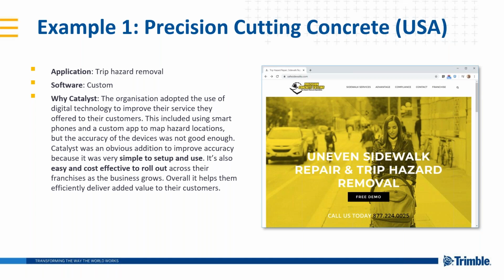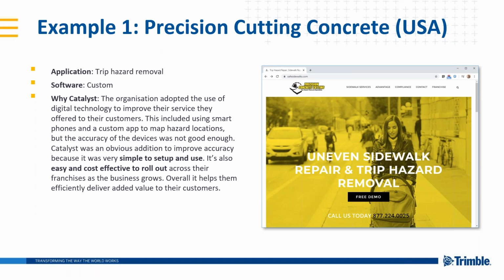This company was adopting some digital technology. They were using pen and paper, and they started using smartphones, and they wanted to use the phones to map the locations of the various trip hazards. But the accuracy wasn't good enough, and they talked about the accuracy being sort of in that 30 to 50 feet range. And when you're talking about individual cracks in the concrete or individual footpath or sidewalk panels, that accuracy just isn't good enough at all.